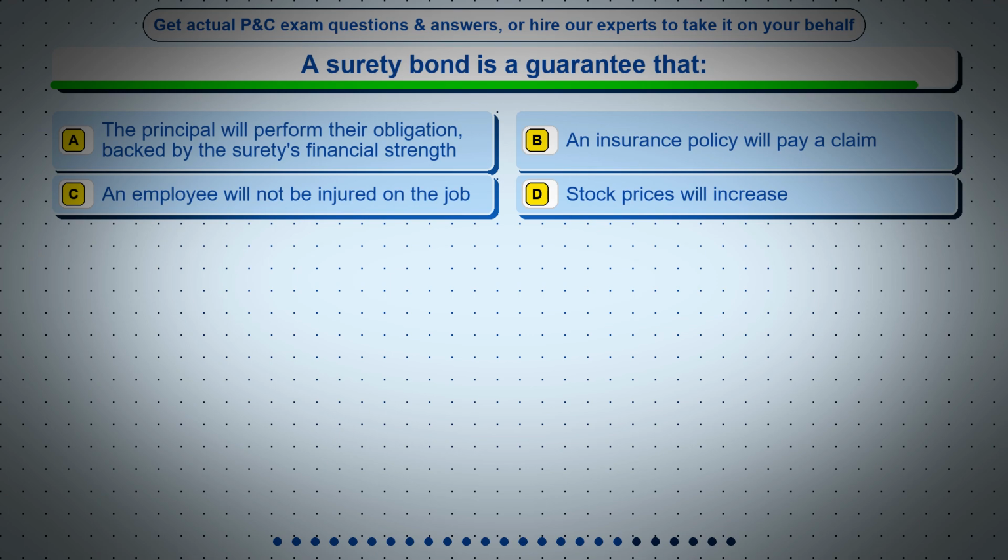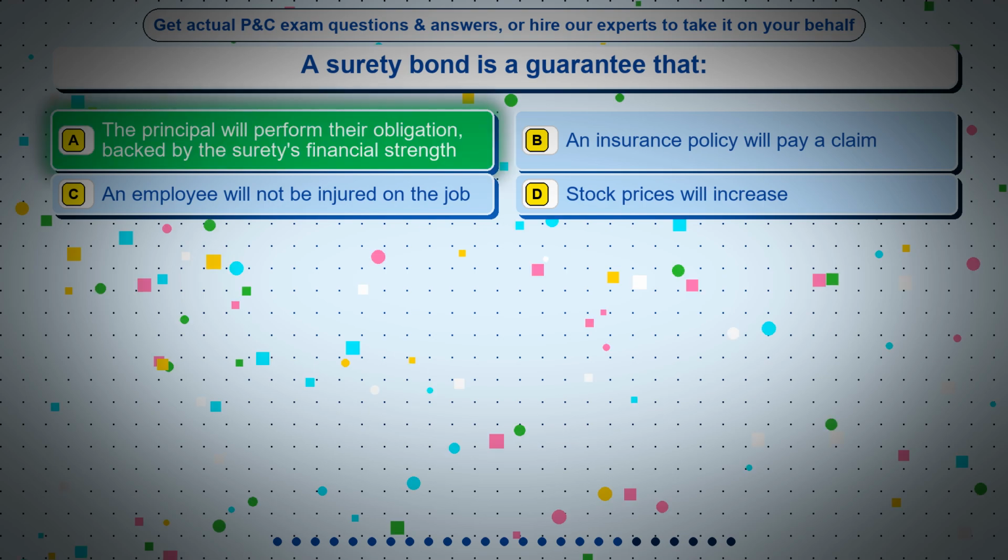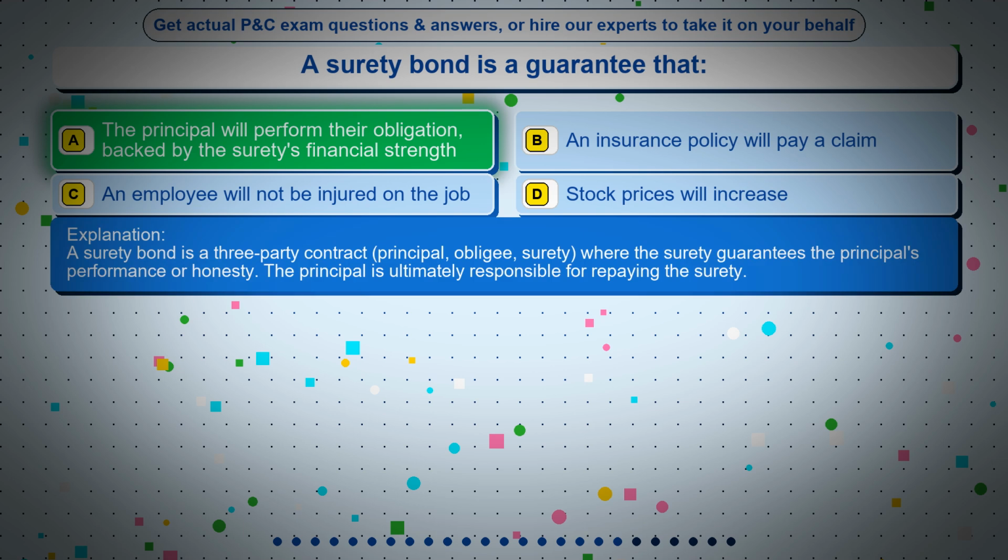Question 19. A surety bond is a guarantee that: Option A. The principal will perform their obligation, backed by the surety's financial strength. Option B. An insurance policy will pay a claim. Option C. An employee will not be injured on the job. Option D. Stock prices will increase. The correct answer is option A. The principal will perform their obligation, backed by the surety's financial strength. A surety bond is a three-party contract, principal, obligee, surety, where the surety guarantees the principal's performance or honesty. The principal is ultimately responsible for repaying the surety.